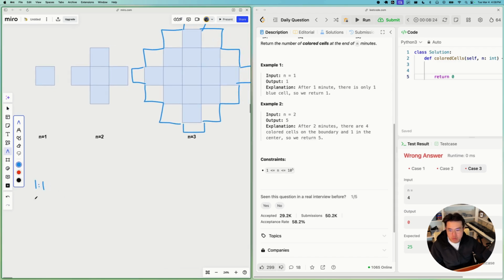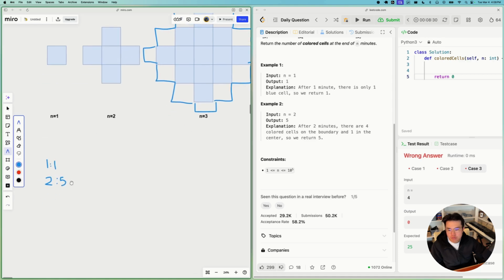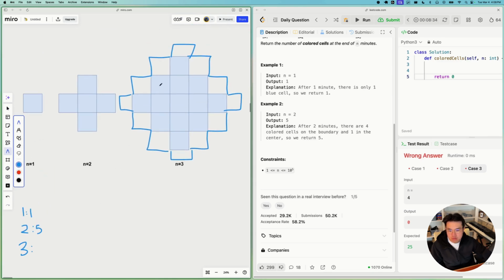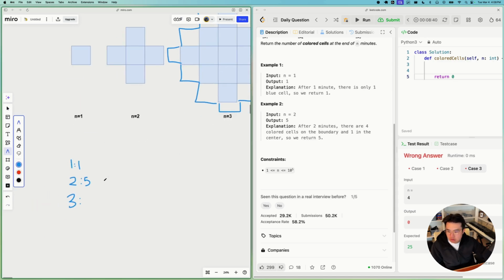So with one, there's one. When n is 2, the answer is 5. 3 gives, what is this? This is 9, 10, 11, 12, 13. So there's 13. And then 4, like we said, was 25, right?